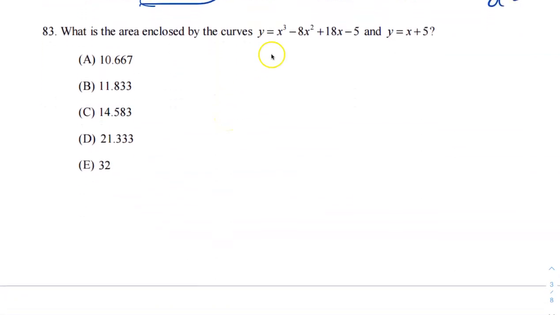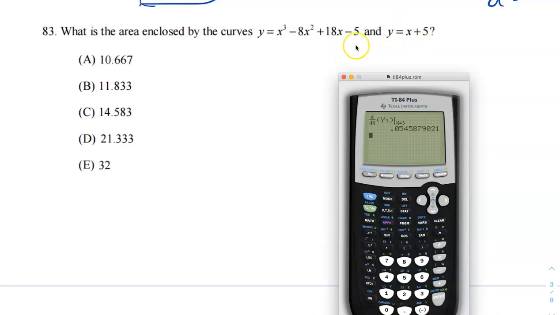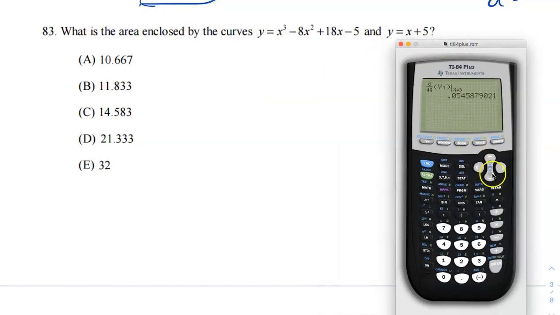What is the area enclosed by the curves of y equals x cubed blah blah blah and y equals x plus 5? Well, gonna have to graph it. So this one, you definitely need a calculator on this one, and the last one too. Let's graph these. So go y equals, type them in, x cubed minus 8x squared plus 18x minus 5. Whoops. And then x plus 5.